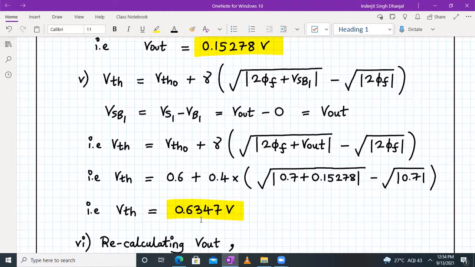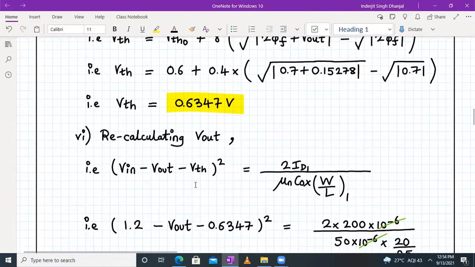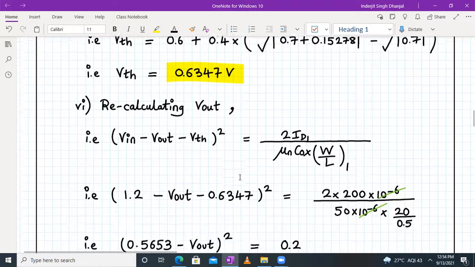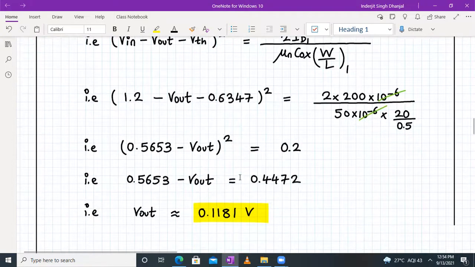Now we again recalculate the value of V out. So we already established the relation between the (V in minus V out minus VTH) the whole square is equal to twice ID1 divided by mu n Cox W by L of 1. So over here we plug in the value of only the new VTH. Rest all the things will be same. So after algebraically solving it, you will definitely get the value of V out as 0.1181 volt. Okay, so that's the value of V out when V in is equal to 1.2 volt for a source follower with current source load.